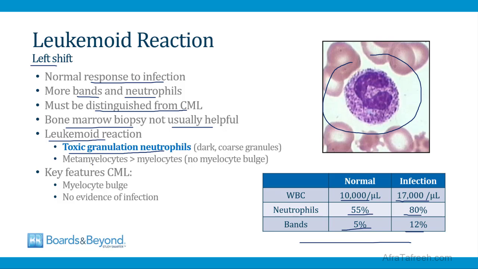Also in a leukemoid reaction, the percentage of metamyelocytes should be greater than the myelocytes. In other words, there should be an absence of that myelocyte bulge that we talked about on the last slide. In contrast, when patients have an elevated white count from CML, there will be a myelocyte bulge. And then importantly, in CML, there should be no evidence of infection. Many patients with a leukemoid reaction have an obvious source of infection, but sometimes patients can have an occult infection causing the white blood cell count to climb. In that setting, you have to use clues like those shown in this slide to distinguish CML from a leukemoid reaction.